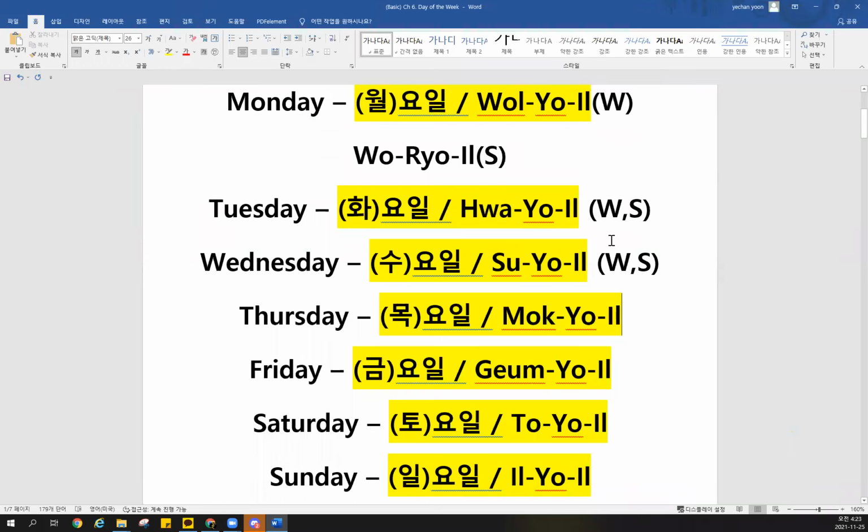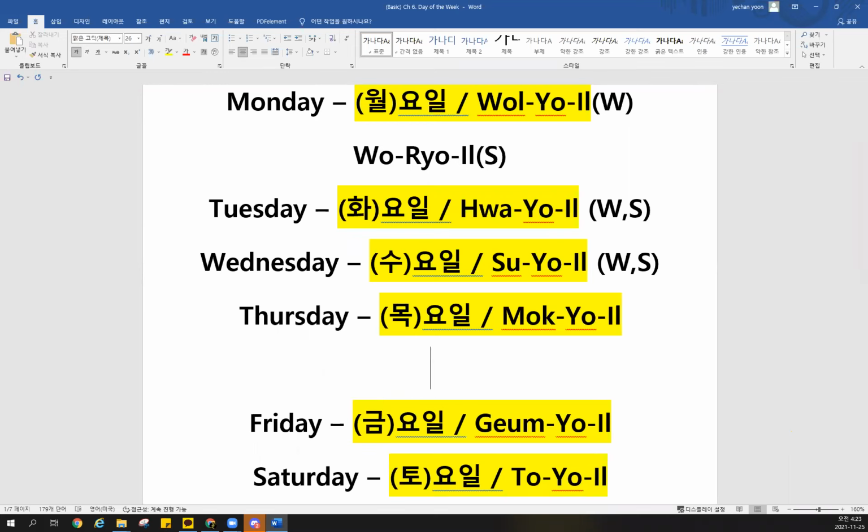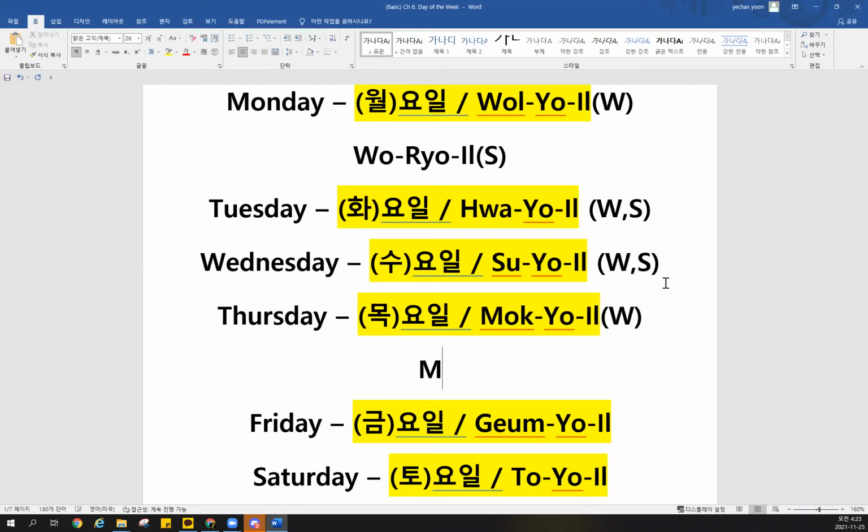W means writing, S means speaking. So for Thursday, how we say it in writing is going to be 목요일. But for the speaking, how we say it is 목요일.